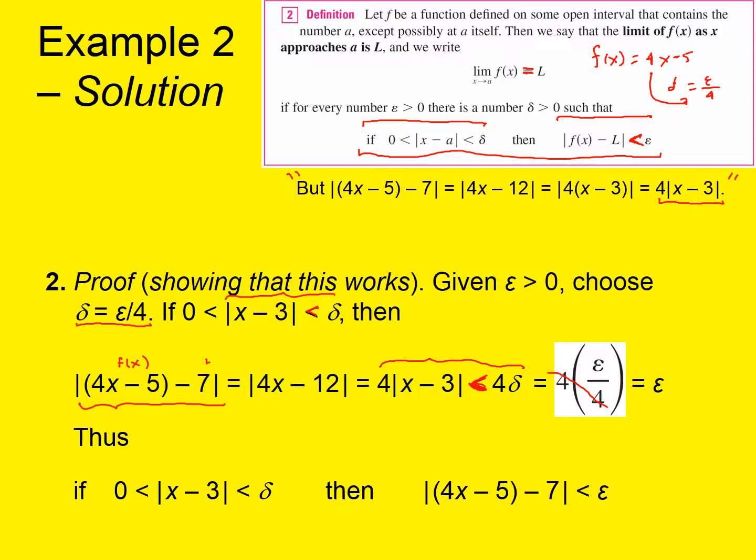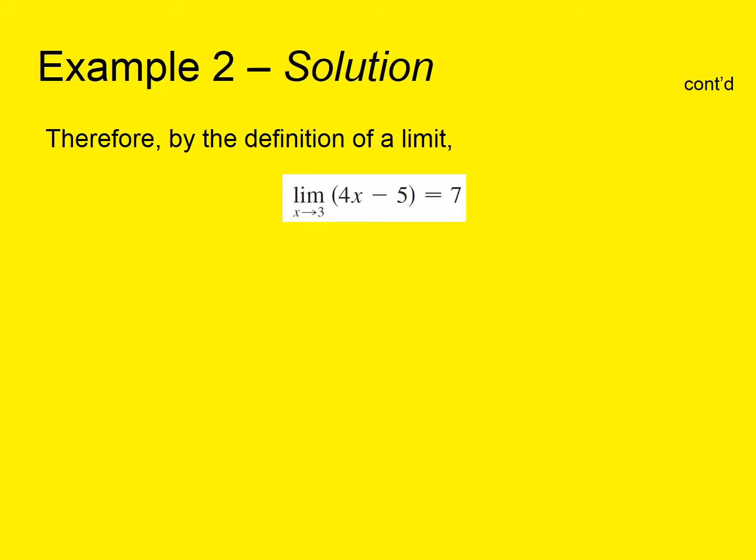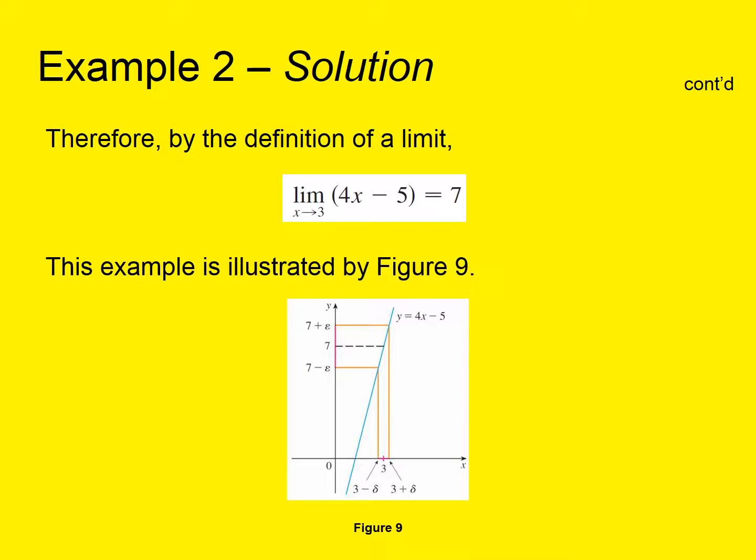So to summarize, if positive absolute x minus 3 is less than delta, then absolute f of x minus L is less than epsilon. And so again, by the definition of the limit, we are able to say that we do have this limit. It is true that the limit as x approaches 3 of 4x minus 5 is 7. That's what we were trying to accomplish. And so we're done at this point. We have proven it. We don't need a picture. We're done. QED.